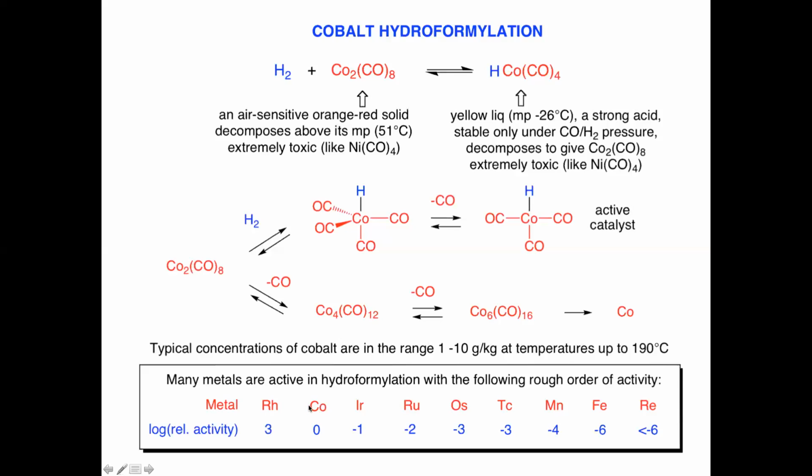So in terms of other metals that can be used for hydroformylation, really the only metal besides cobalt that you will ever see is rhodium. In fact, rhodium is about three orders of magnitude more active for hydroformylation compared to cobalt. Rhodium also, on a per molar basis, is thousands of times more expensive than cobalt. So industrially, you will see instances where rhodium is used and you will see instances where cobalt is used.